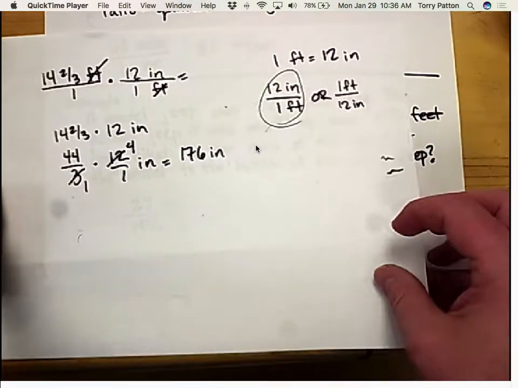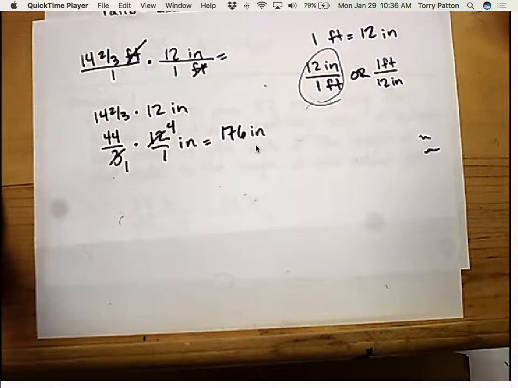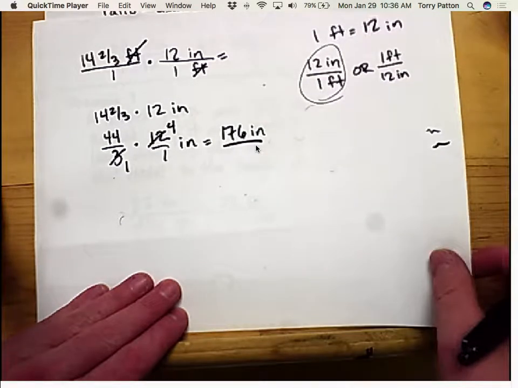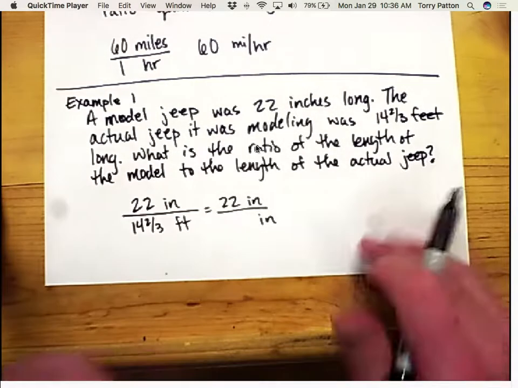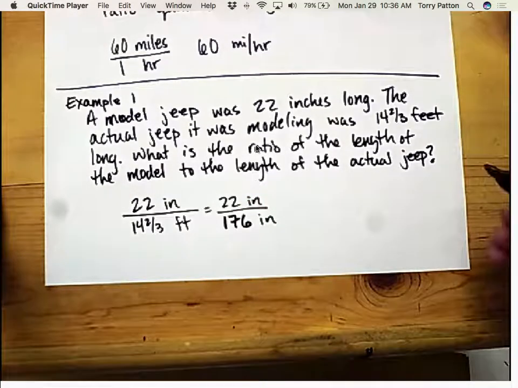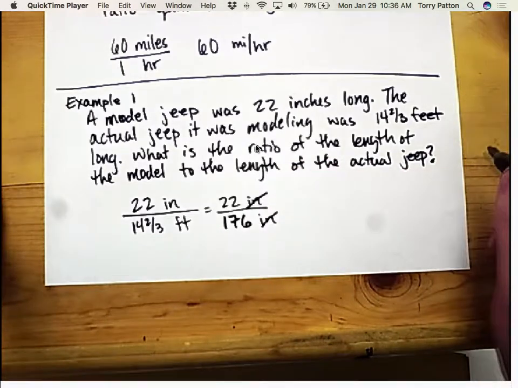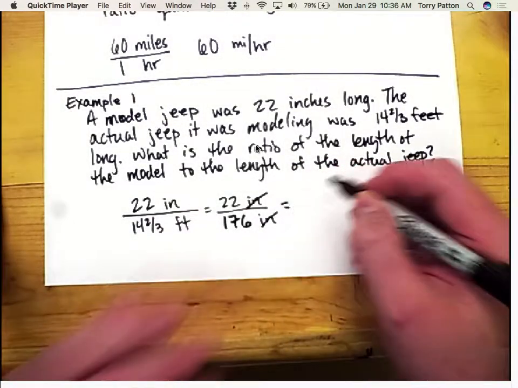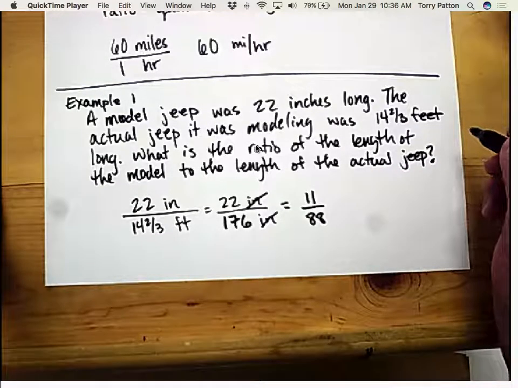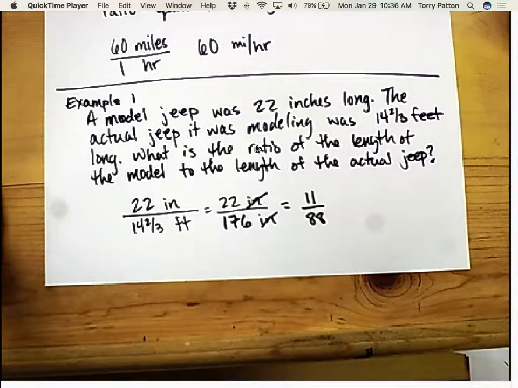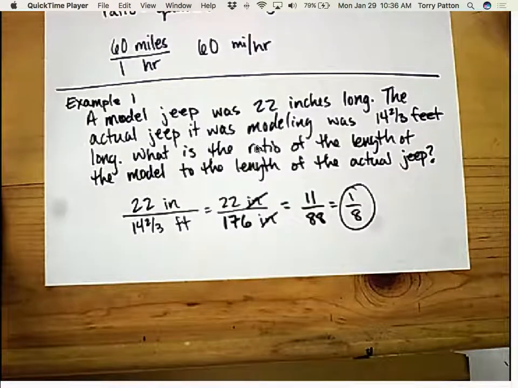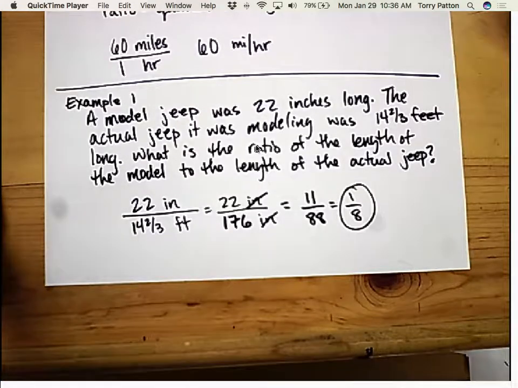All right, and we're back. Okay, so you see how we multiplied this and we got 14 2/3 feet is the same as 176 inches. Okay, so where we had 22 inches over 14 2/3 feet, we had to change both of those to inches, and we got this. Okay, so now the inches cancel, and you just reduce this fraction. What's something that goes into both of those? 2, and that would give us 11 over 88. What's something that goes into both of those? 11, and we get 1 over 8. So that is a 1/8 model of the Jeep that they used.